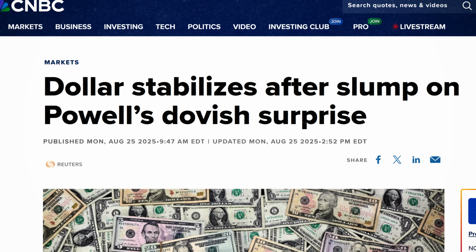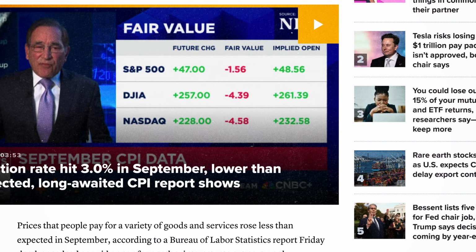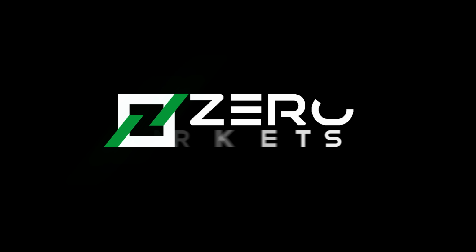The currency market is extremely sensitive. A monetary policy announcement, an inflation report, or even an unexpected comment from a central bank president can change the direction of a currency pair instantly. But how does this actually happen? And more importantly, how can a trader turn these swings into opportunities? Let's break it down step by step.